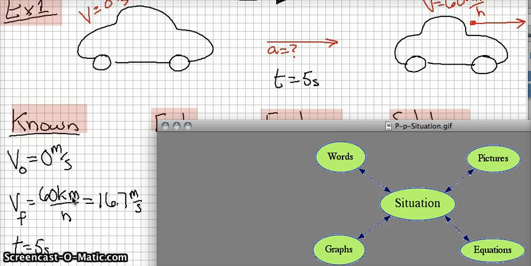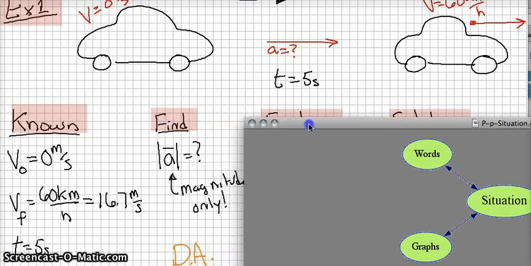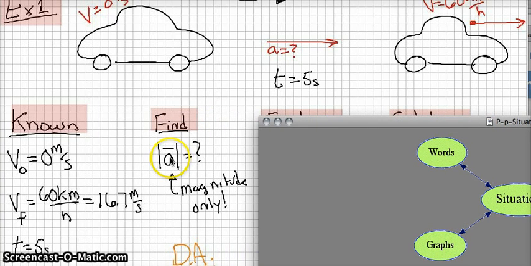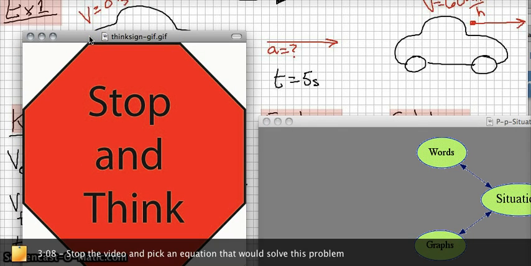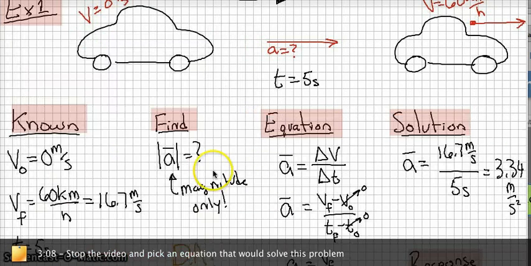What are we asked to find? We are asked to find the acceleration, and specifically, we're worried about the magnitude only. In other words, we're only really worried about the amount of it. We're not really worried about the direction or the vector part of it. So we're going to look for an equation. I'm going to have you go ahead and peruse the equations, think about what you do, and get back to me. All right, we're back with our equation.